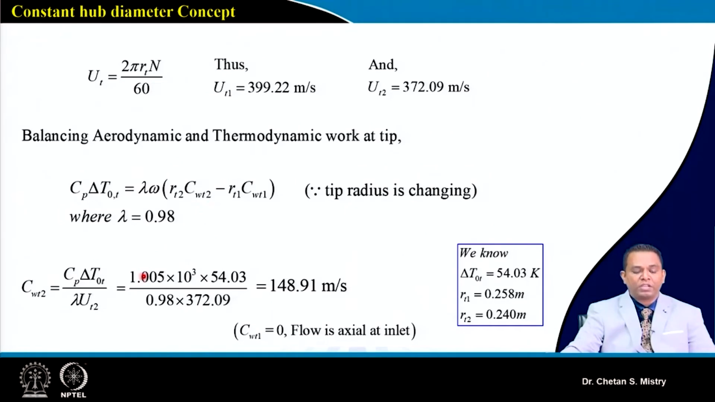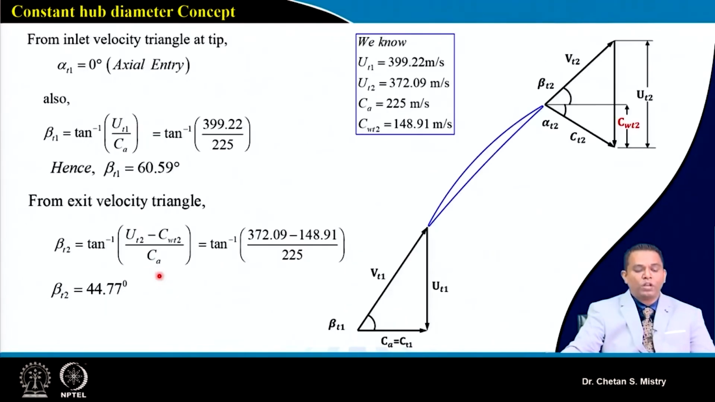If we configure that case, we will get our swirl velocity component, that is 148.91 meter per second. Now once we know the whirl velocity component at the exit, and we have assumed our entry to be axial, that means my CW1 at the tip is equal to 0. Based on trigonometry, we can calculate the angle at entry as well as exit. So my beta 1 is given by tan inverse U by CA. Since we know the tip diameter at the entry and the axial velocity, that gives me beta 1 as 60.59 degree.